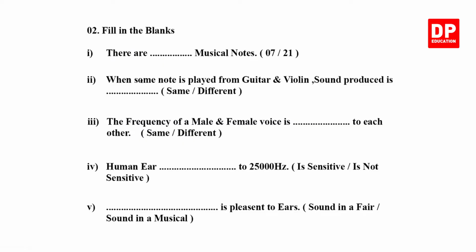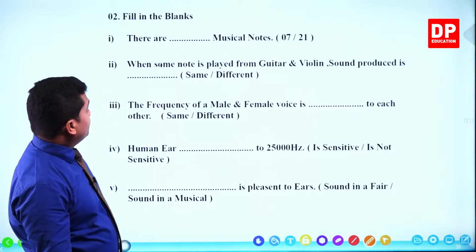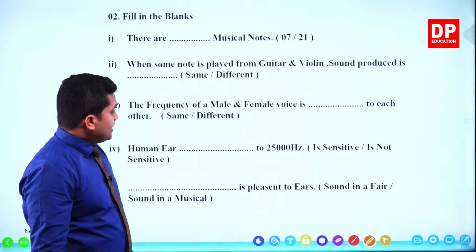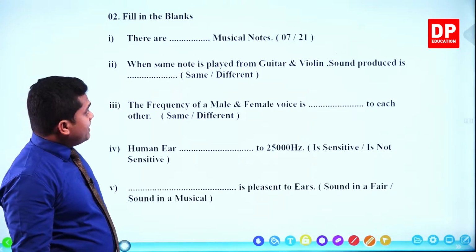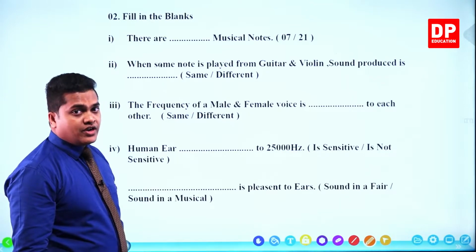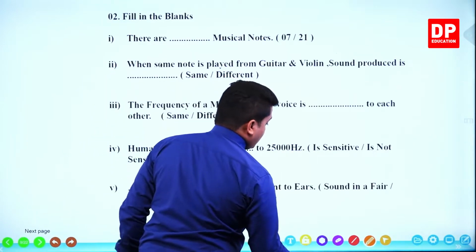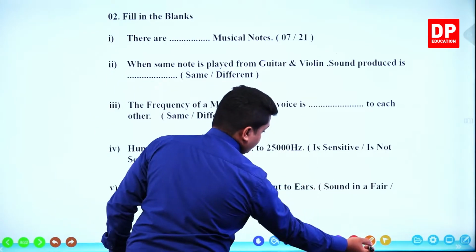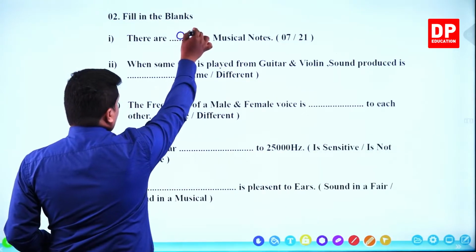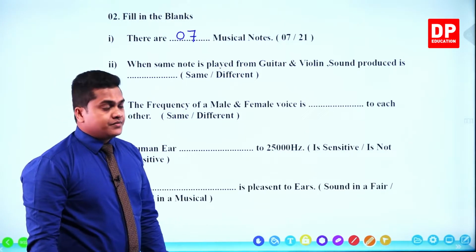Right. So we'll move on with the next type of questions. Here you are given blanks to fill out. The first question is, there are blank musical notes. Within brackets you are given 7 and 21. So we know that there are seven musical notes in any kind of instrument.